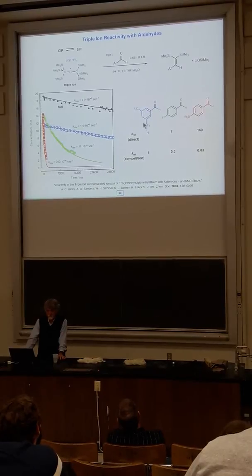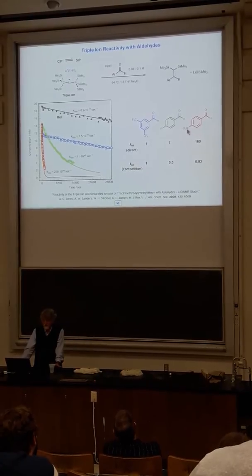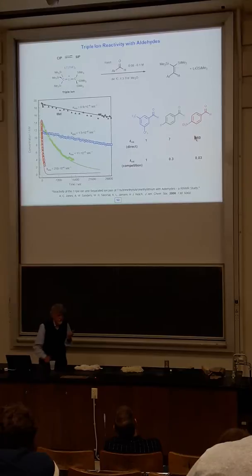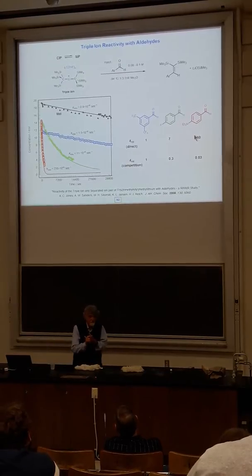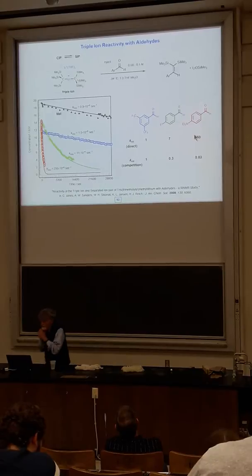Aldehyde, very strong electron withdrawing groups here, and the rate is 1. And we put electron donating groups in here, and the rate is 160. So we make the aldehyde, quote, less reactive. And in this system, it reacts 160 times as fast as the aldehyde. So isn't this interesting? So what's going on here?